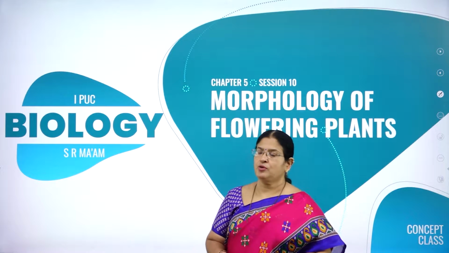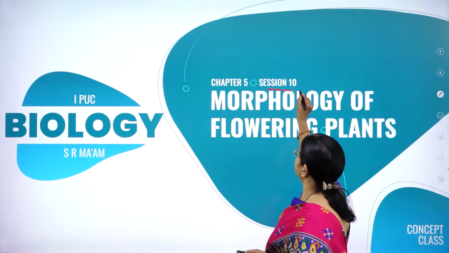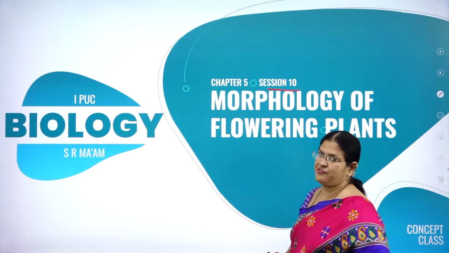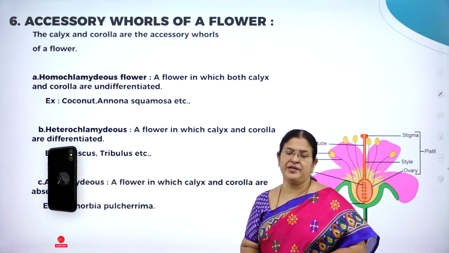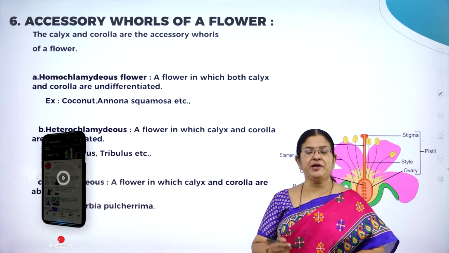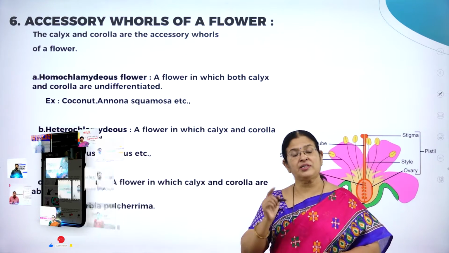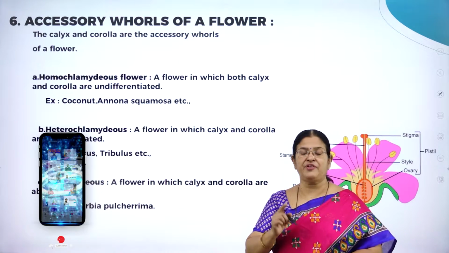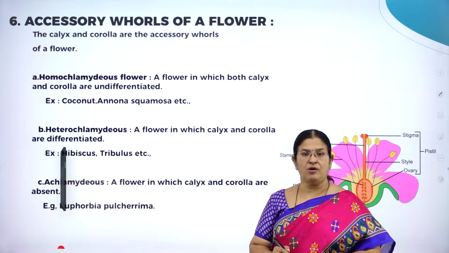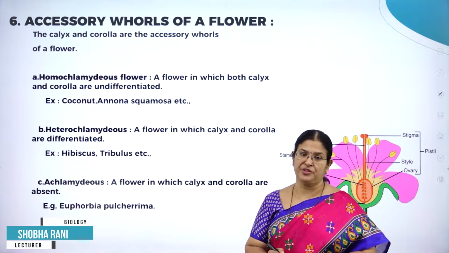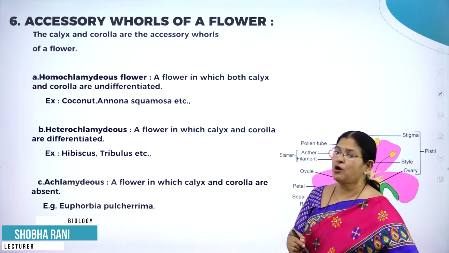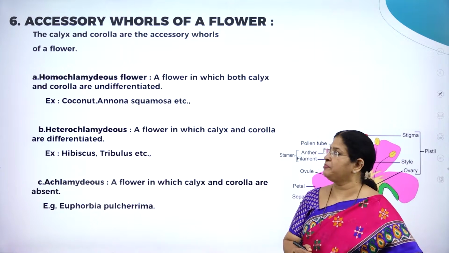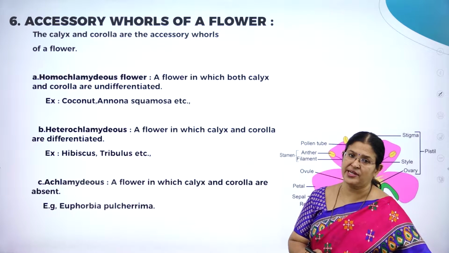Hello dear students, welcome back to session 10 of this very important chapter called Morphology of Flowering Plants. Hope you remember in the last session we studied about what is a flower, what are the parts of a flower, when is a flower called a complete flower, when a flower is called an incomplete flower, and also we studied about the position of the ovary. Moving on to the remaining concepts of the same chapter, moving on to the accessory whorls.